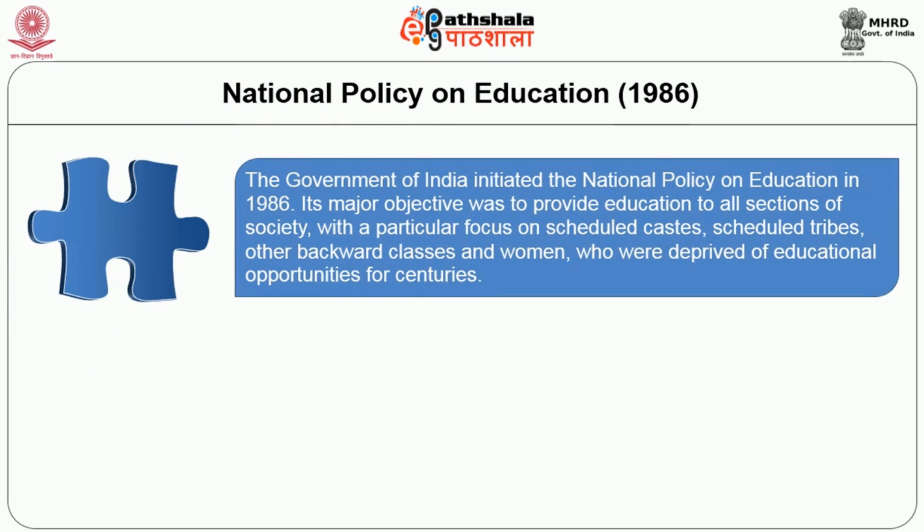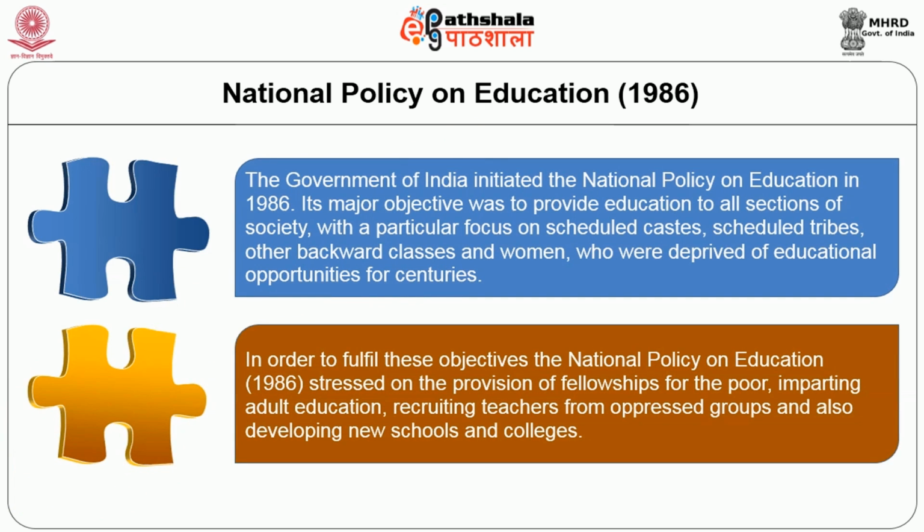The Government of India initiated the National Policy on Education in 1986. Its major objective was to provide education to all sections of society with a particular focus on scheduled castes and scheduled tribes, other backward classes and women who were deprived of educational opportunities for centuries. In order to fulfill these objectives, the National Policy on Education stressed the provision of fellowships for the poor, imparting adult education, recruiting teachers from oppressed groups, and also developing new schools and colleges.